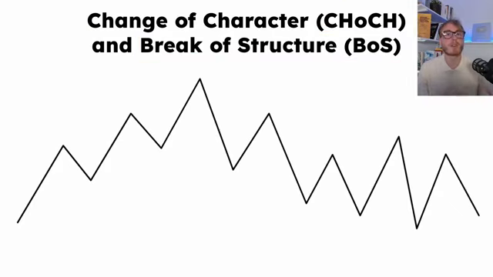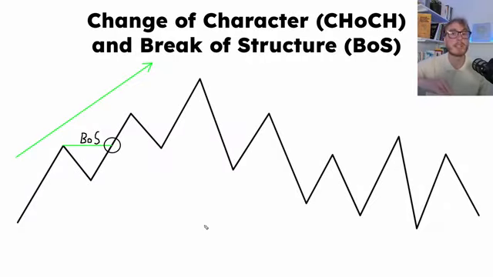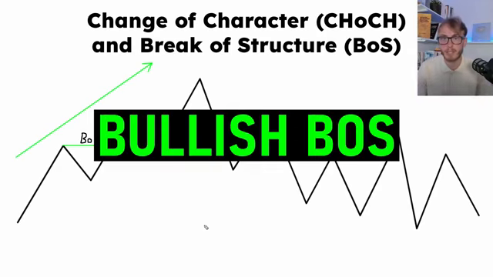A break of structure occurs when the price breaks a higher high within an uptrend or a lower low within a downtrend. So for example, right here, you can see that this market is in an uptrend. And when the price pushes above this point right here, the price breaks to a new high within an uptrend, and therefore this is a break of structure, or for short BOS. When we're talking about a break of structure in an uptrend, we can call this a bullish break of structure.